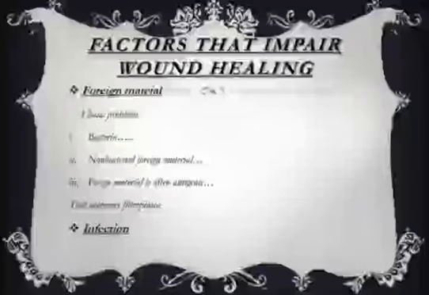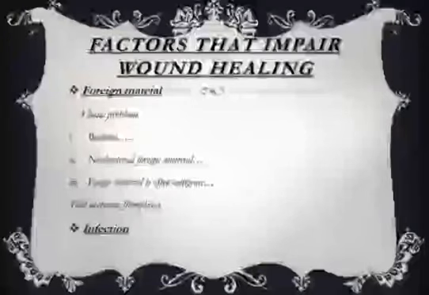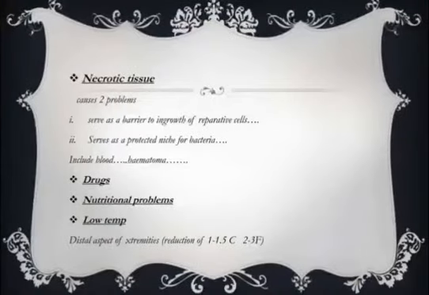Factors that impact wound healing. Foreign material has 3 basic problems: bacteria, and non-bacterial foreign material is often antigenic, which decreases fibroplasia; one is infection. Necrotic tissue causes two problems. They serve as a barrier to ingrowth of the reparative cells. They serve as a protected haven for the bacteria.